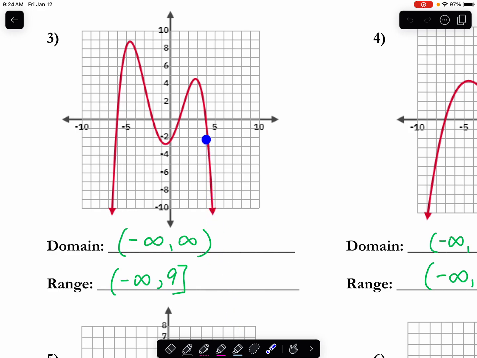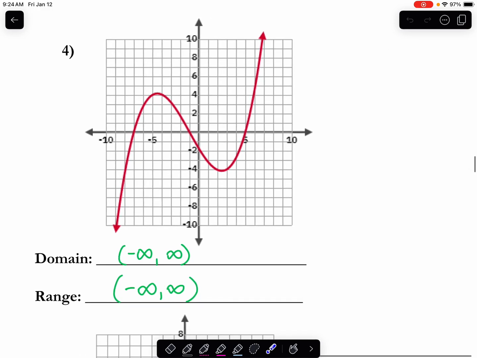But as we trace over, we see the highest this graph is going to go is to 9, right? If this was an elevator, it could go down forever, but the highest it can go is to a y value of 9. And we are touching 9, so we put these closed brackets around 9. Notice we always put parentheses by infinity. Okay, so if we take a look at another example, this is also a continuous function.